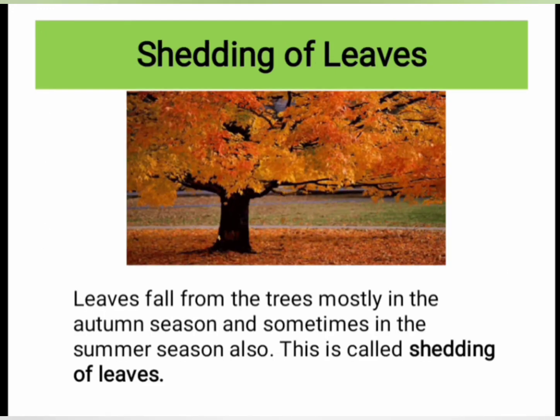Now our next topic is shedding of leaves. Leaves fall from the trees mostly in the autumn season and sometimes in the summer season also. This is called shedding of leaves. Trees shed their leaves to conserve water. See here, children, the tree sheds its leaves.